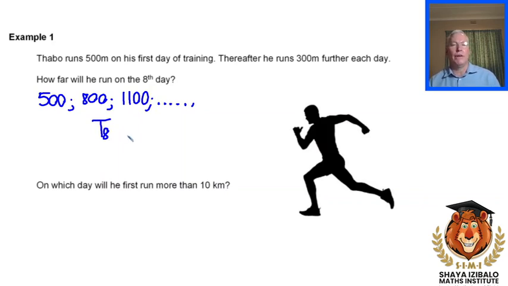Is that easy or difficult? I think it's quite easy. We know our formula. Let's just write it up in case we're forgetting it. Our formula, Tn is A plus n minus 1 lots of D.